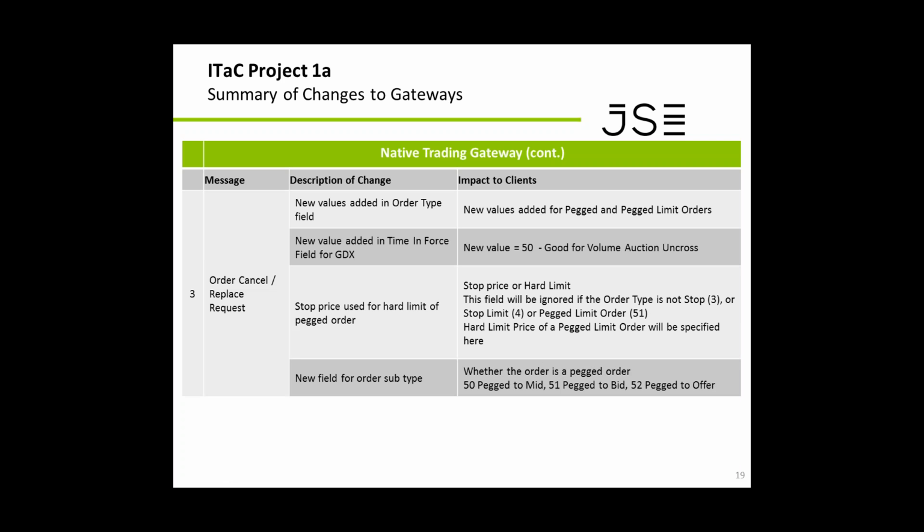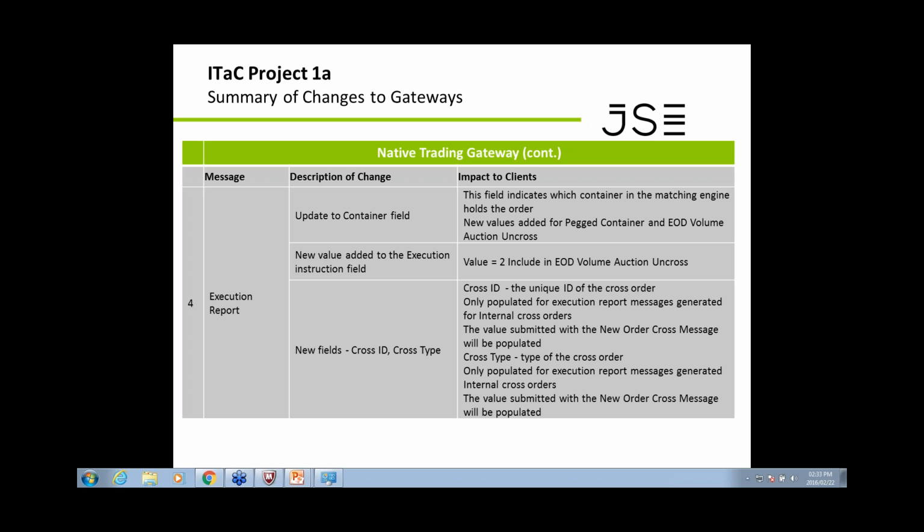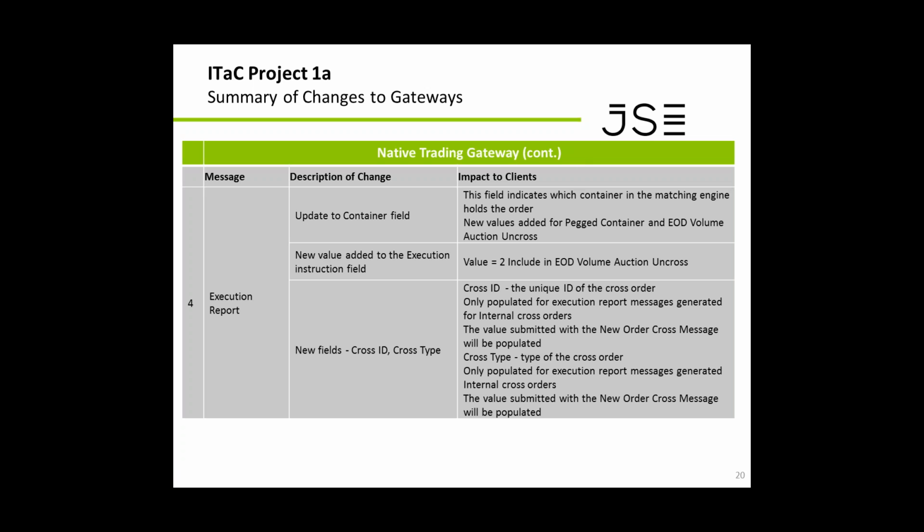And then lastly, on the native trading gateway, on the execution report, we have updates to the container field, which will be where new values will be added for the pegged container, as well as the end of day auction on cross. There'll be a new value for the execution instruction field once again. And then important as well are the new fields for the cross ID as well as cross type on the cross orders. You can read the details there if you'd like for the unique ID on each.